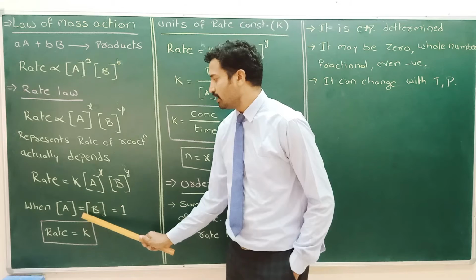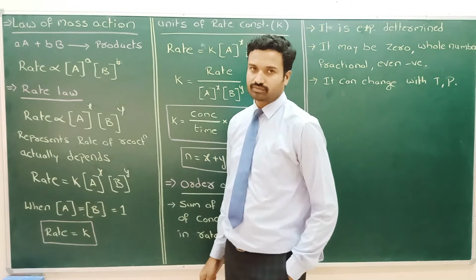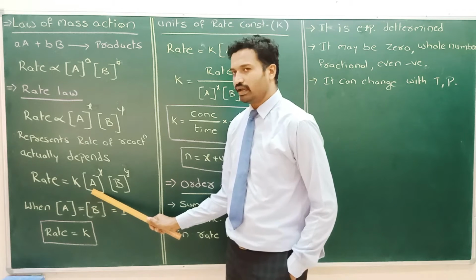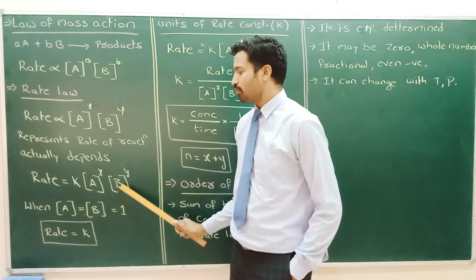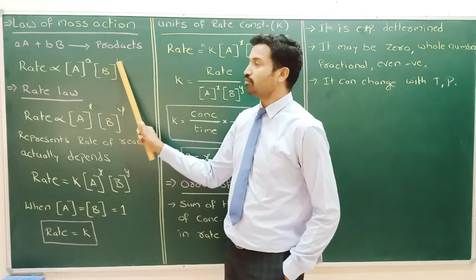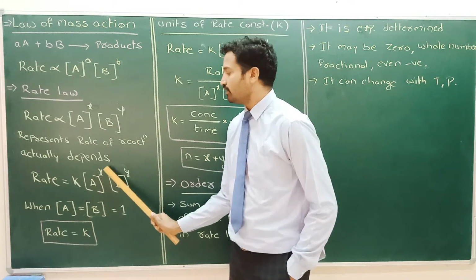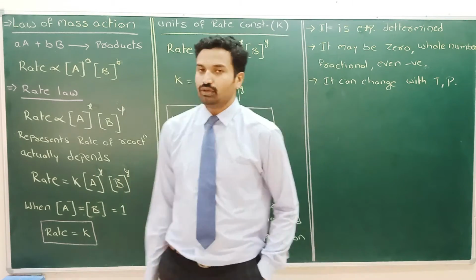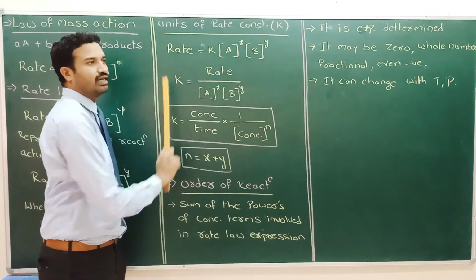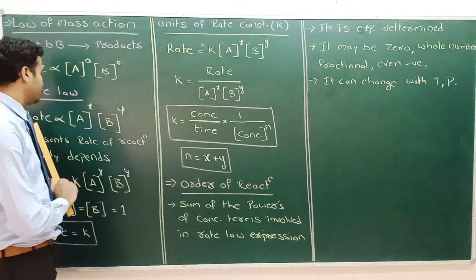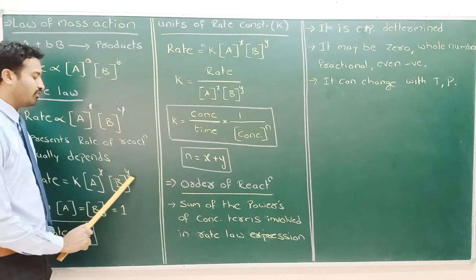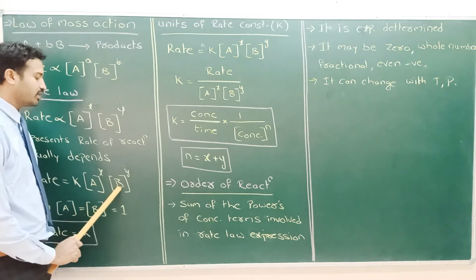Now we will see units of this rate constant. Again, rate is equal to K into concentration of A to the power of x, concentration of B to the power of y. Here x and y are from experimental data, a and b from theoretical data. We should always take experimental data. Now units of rate constant. Here the reaction rate is equal to K into concentration of A to the power of x, concentration of B to the power of y.